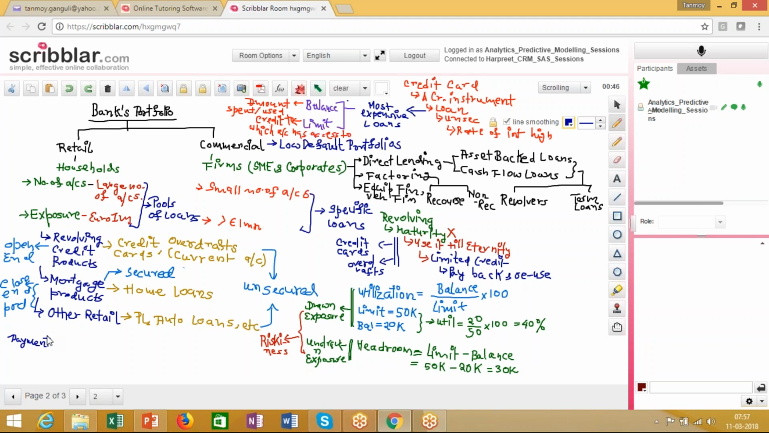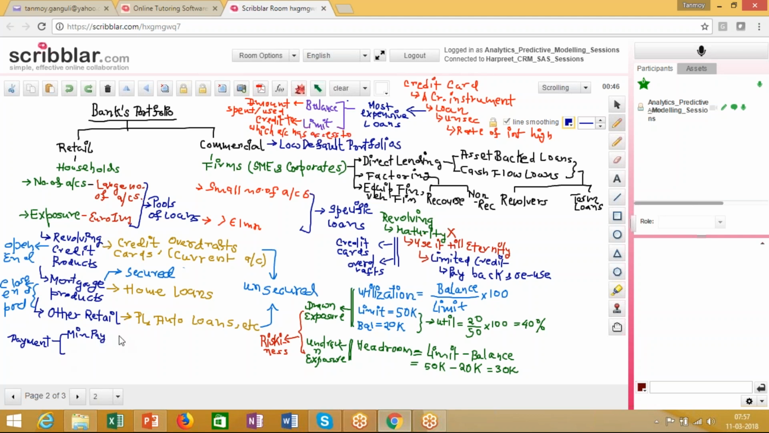Now, while talking about the payment on credit cards, there are two ways. One is a minimum payment. Every payment cycle, you need to make a minimum payment, which is say 5% of the total balance outstanding. So there is this minimum payment that you need to make.